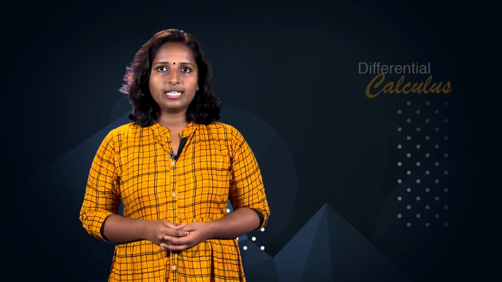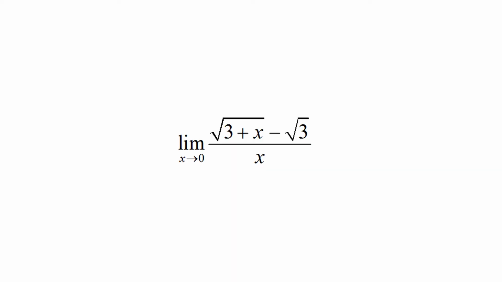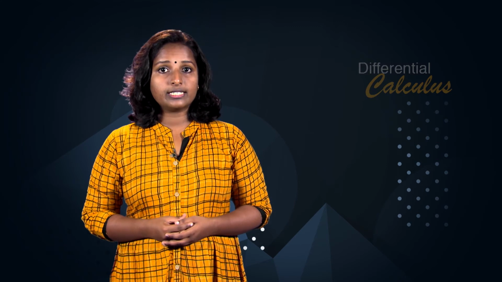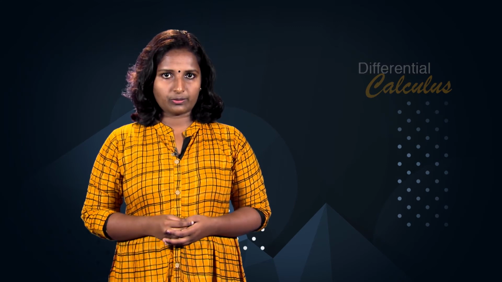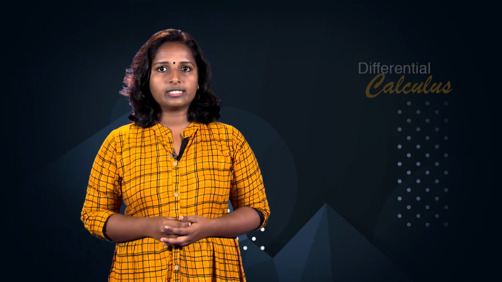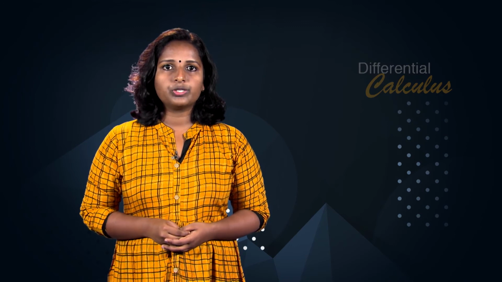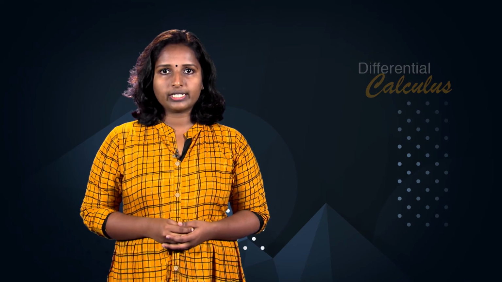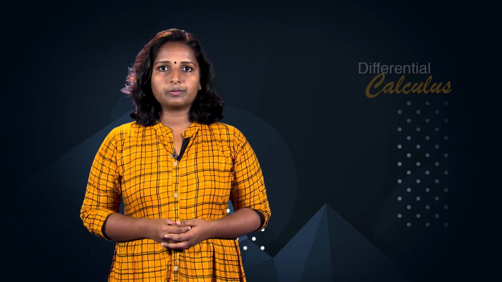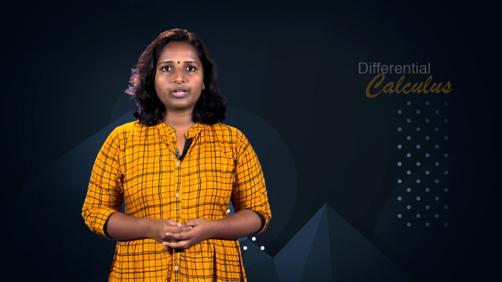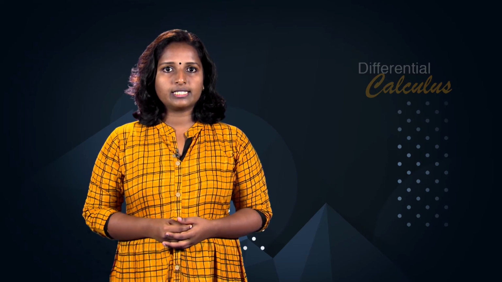As another example, let us evaluate the limit of (√(3 + x) − √3) upon x as x approaches 0. It is obvious that the given limit is an indeterminate form of type 0 upon 0. Also, the numerator and the denominator do not have obvious factors. Here, our strategy is to make the numerator free of radicals. We create a common factor in the numerator and the denominator by multiplying both of them by the so-called conjugate expression √(3 + x) + √3, obtained by changing the sign between the square roots.